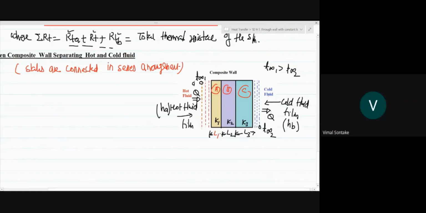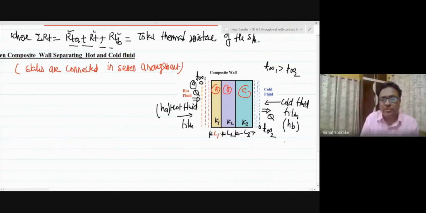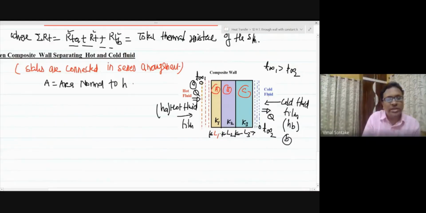Let's say this side is represented by A and this side is represented by B for the sake of convenience. And A is the area normal to heat flow, which will remain the same for slab walls A, B, and C. So after representing all these notations on this schematic diagram, let me draw the temperature variation.